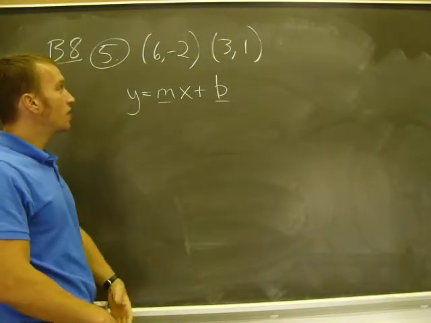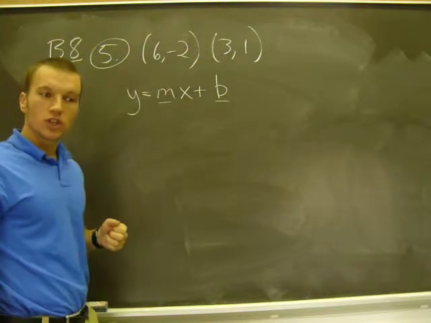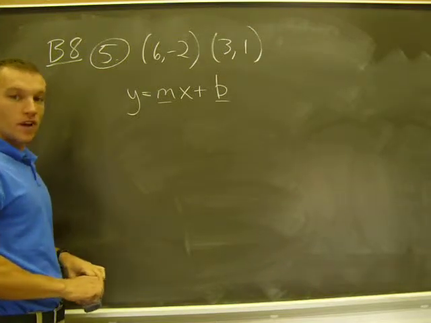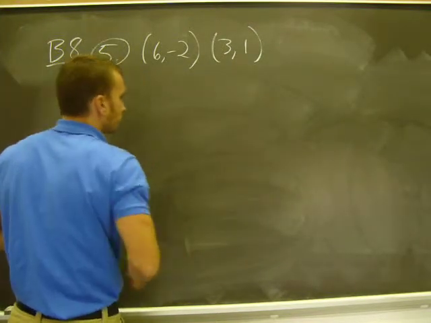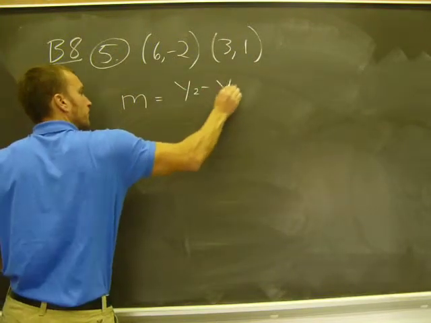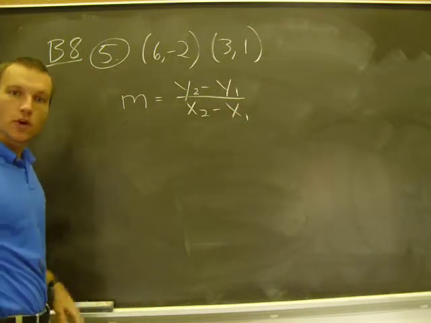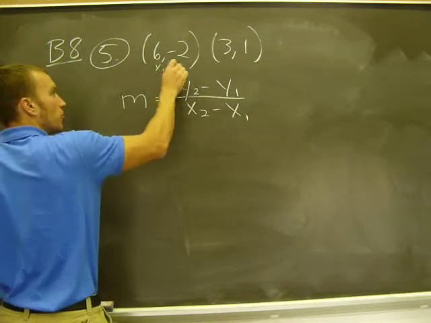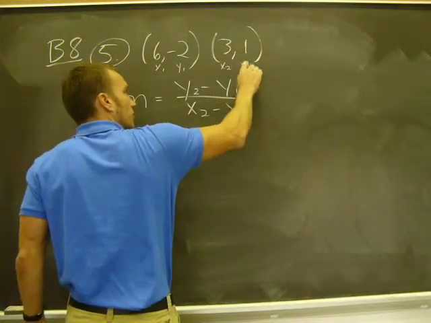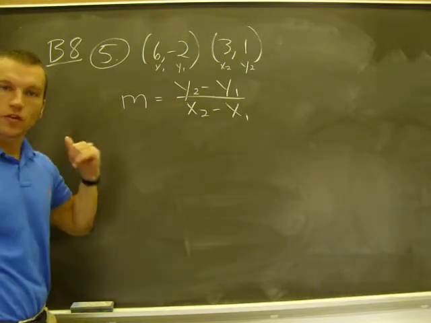You've already done problems where you find the slope. You did that in the last chapter when you used the slope formula. So the first thing I'm going to do is find the slope. That's the equation for slope. Call this point 1, x1, y1, and this point 2, x2, y2, and then plug it into my slope formula, this rise over run formula.